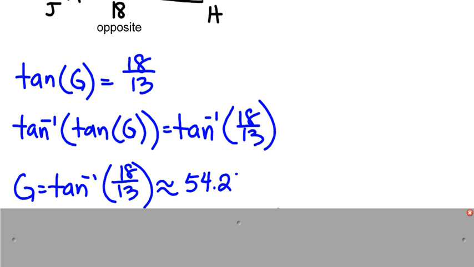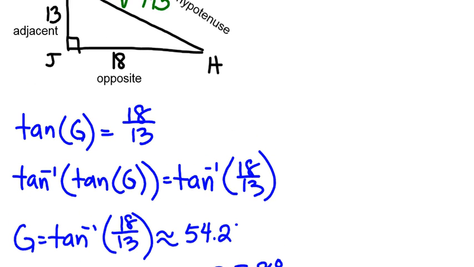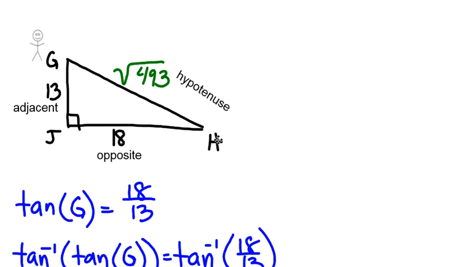We're still missing another angle of the triangle. Since we know two angles, we could find the third by taking the difference from the sum of those two from 180. So if we take 180 minus 90 minus 54.2, we could end up with 35.8. Again, if you wanted to solve it another way, you could change your location by standing at angle H. Then this would be opposite, and that would be adjacent. So you could do the tangent of angle H is equal to 13/18. Use the inverse and find the angle that way.